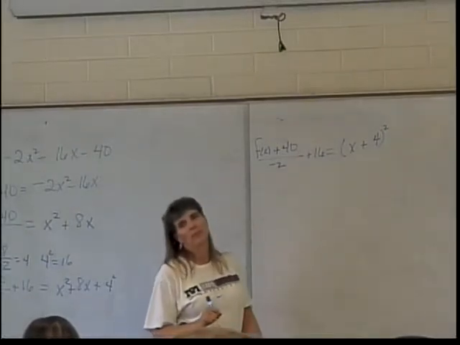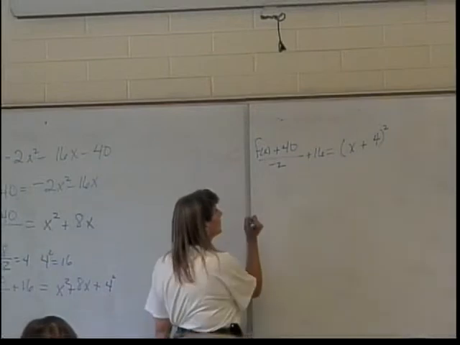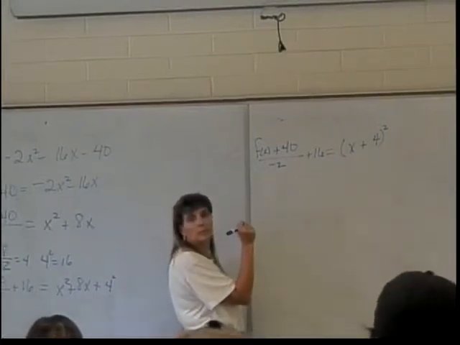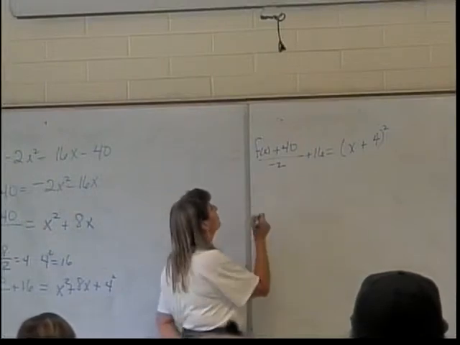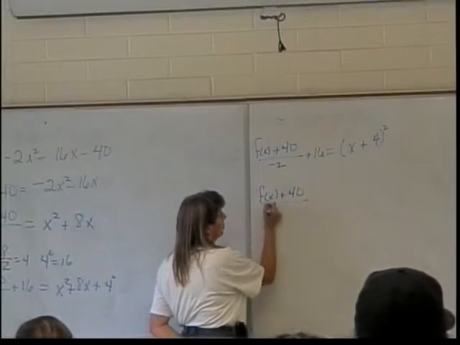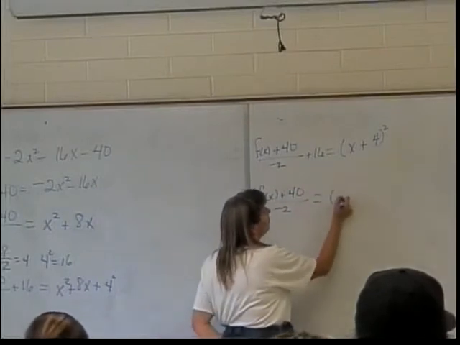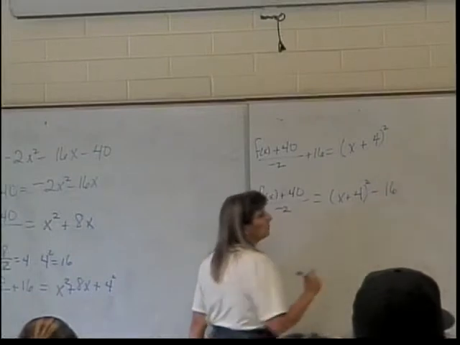Now what? Now, on the left side, do you add the 40 and 16? Or no, you subtract the 16. Okay, if I do it from the left side, I have to do it from the right side too. So I'll have x plus 4 squared minus 16.